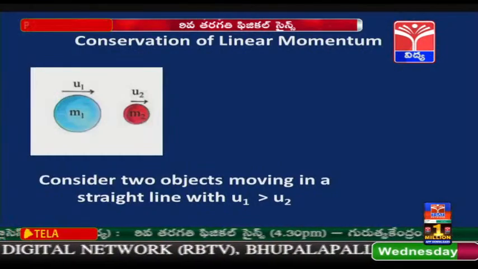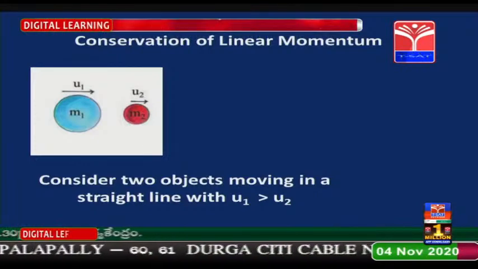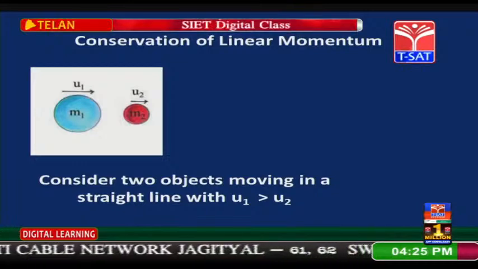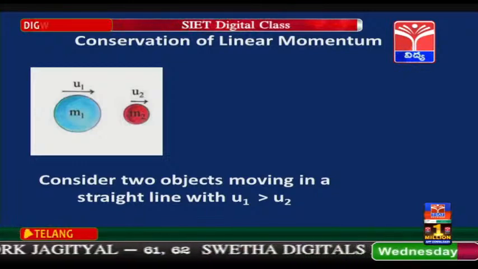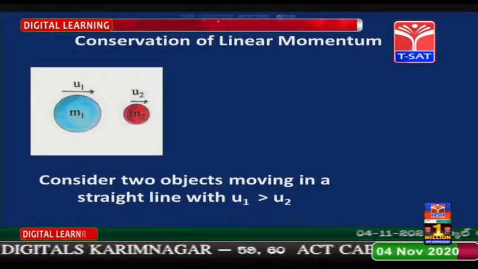Children, let us study conservation of linear momentum. Here are 2 objects, mass m1 and mass m2. The object m1 is travelling with the velocity u1 and the object m2 is travelling with the velocity u2. Here u1 is greater than u2.